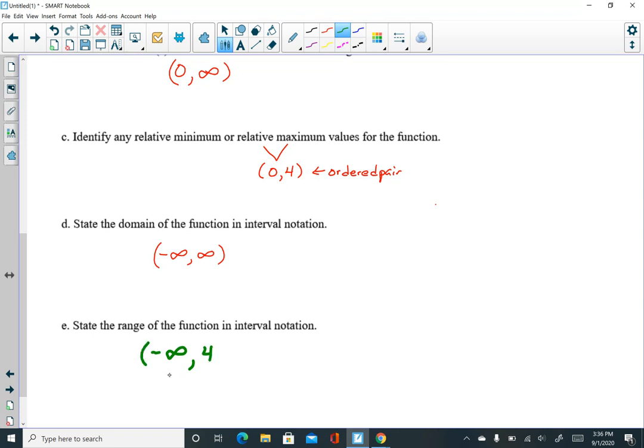Infinity always gets a parenthesis. You can equal that 4 up there, so it gets a bracket. Okay.